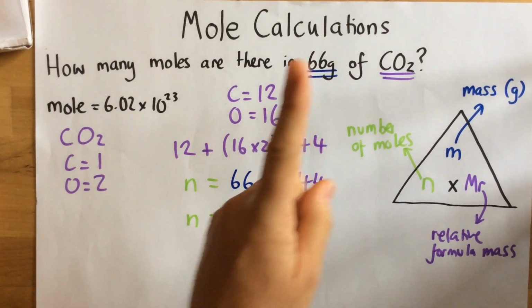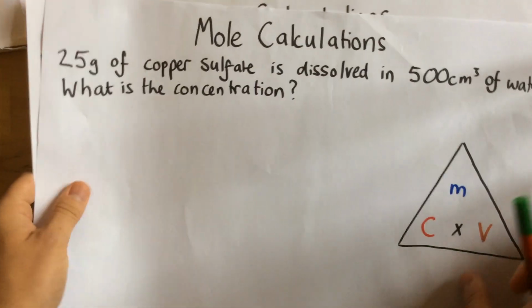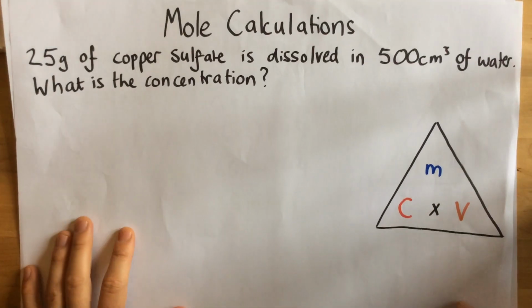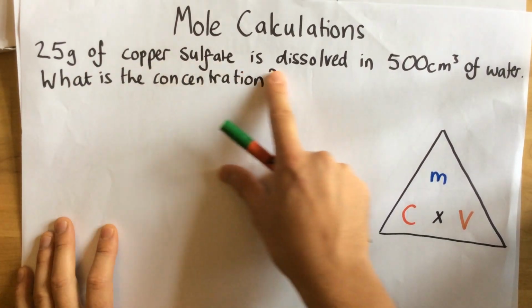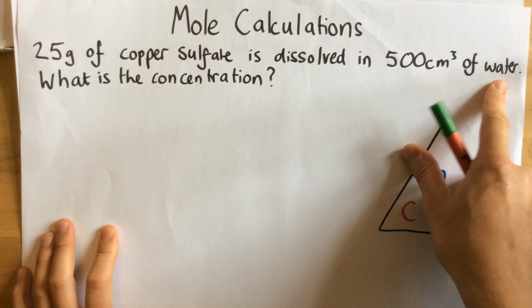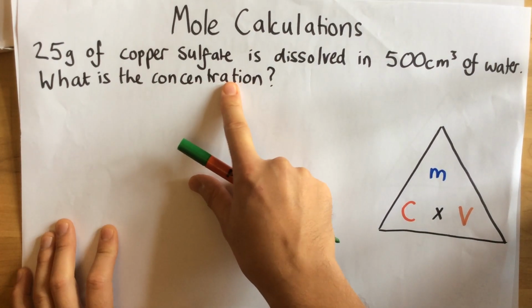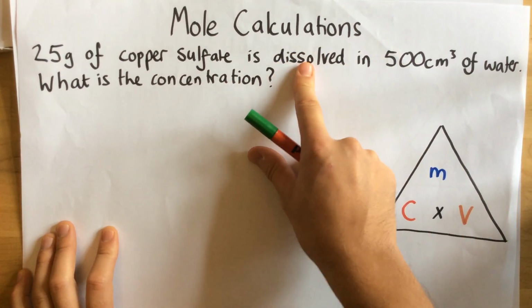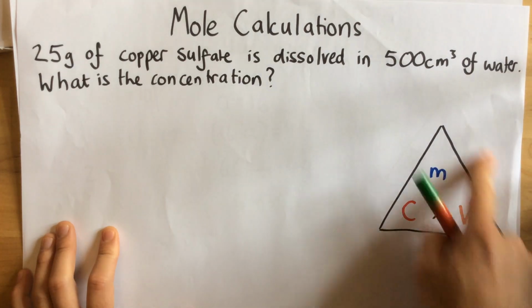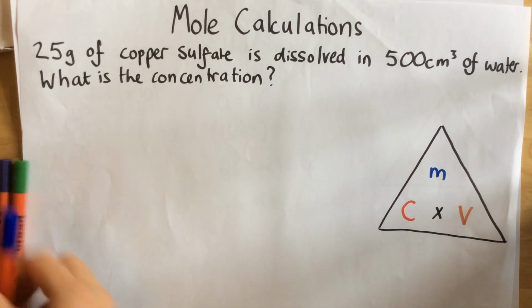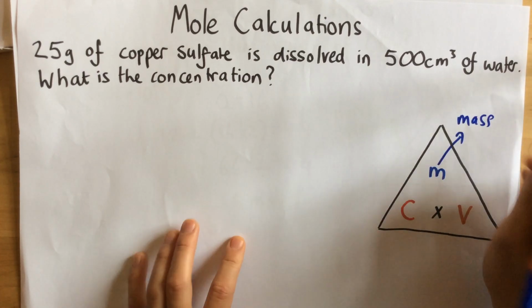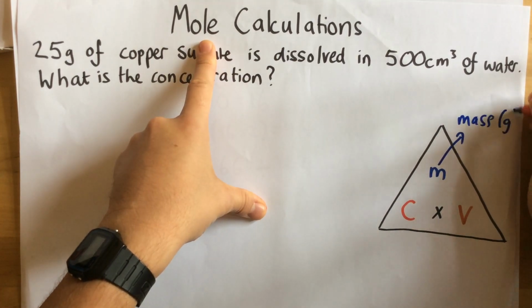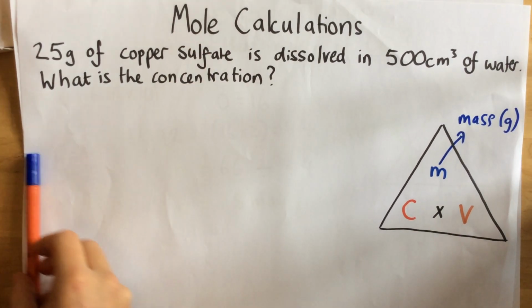Now, there's one type of calculation. We might also be asked about calculations when we're dealing with a solution. So, for example, 25 grams of copper sulfate is dissolved in 500 centimetres cubed of water. What is the concentration? Whenever we have a solution, so something dissolved in water, we use this equation triangle instead. Again, we have M, which stands for mass, and again, because we're dealing with mole calculations, the units are in grams.